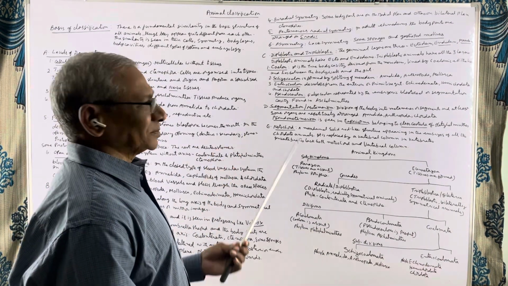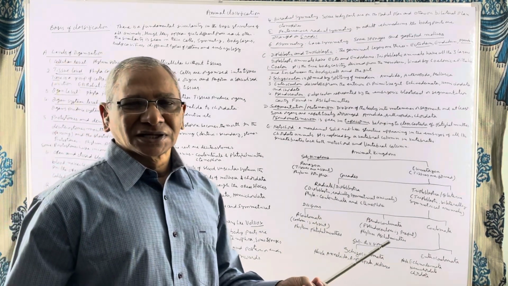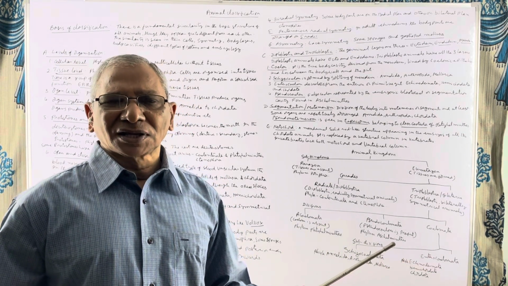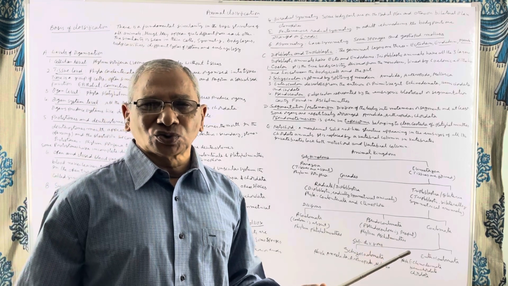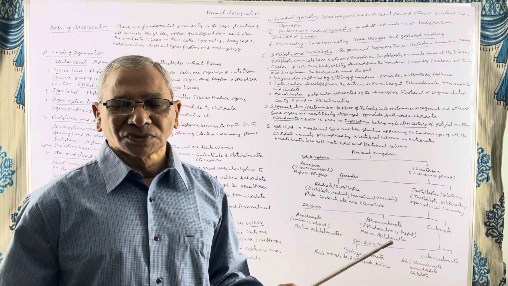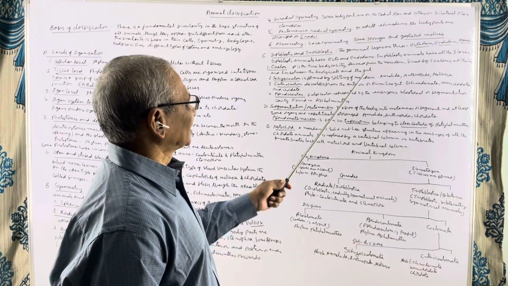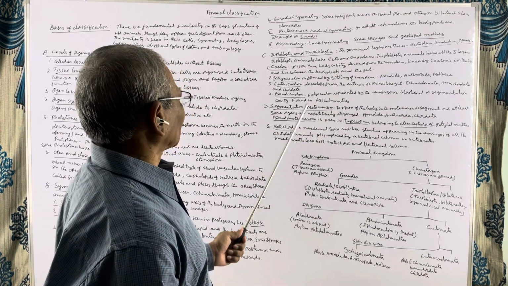Then, asymmetry. Some animals have lost the symmetry, or they cannot be cut into equal halves. These are some of the sponges and also gastropod mollusks.